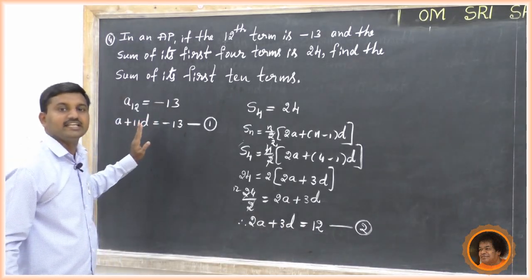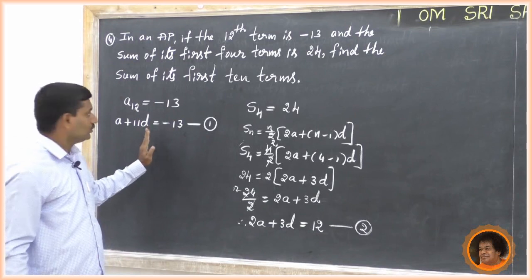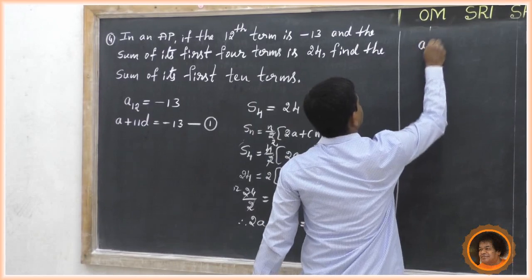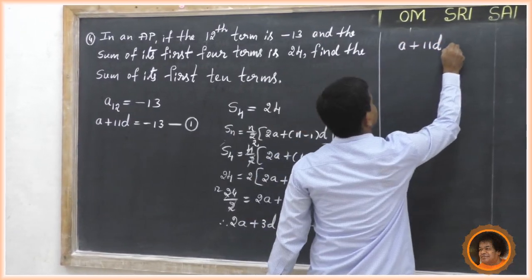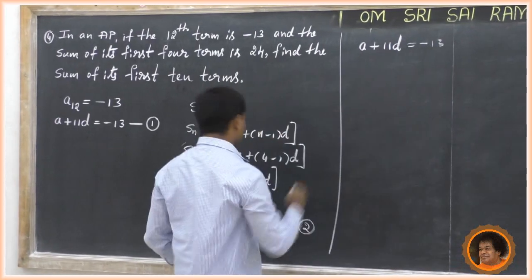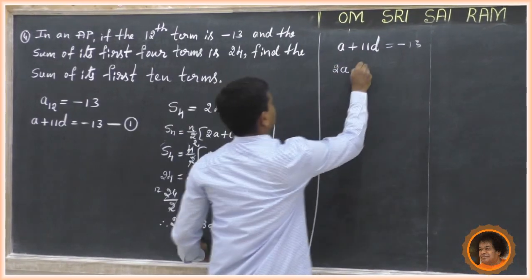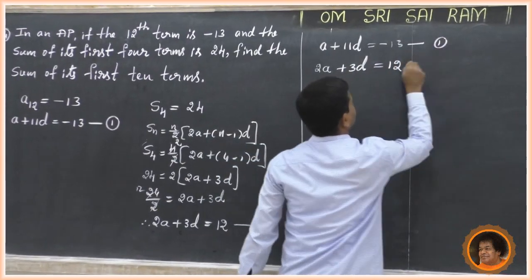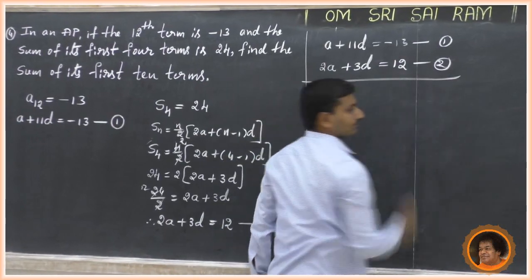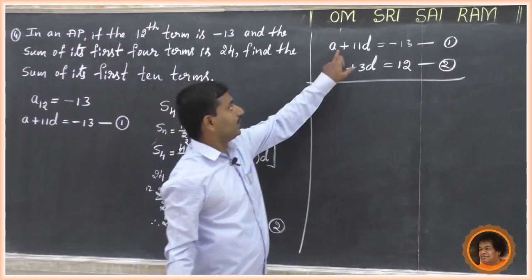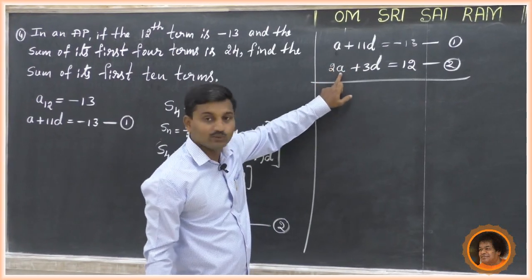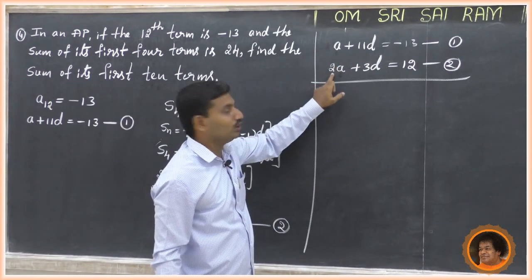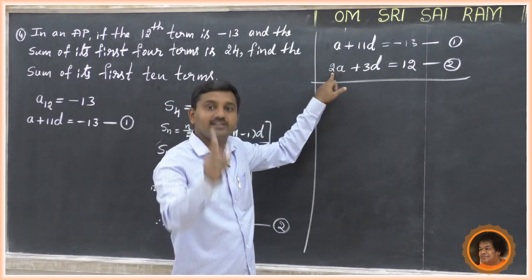So these are a pair of linear equations in 2 variables. So how to solve this equation? By elimination method. So the equation 1, a plus 11d equal to minus 13. And the second one, that is 2a plus 3d equal to 12. So this is the equation 1, equation 2. Now look at the coefficient as well as the variable. So here the variable is a, here also variable is a, but the numerical coefficient is 1, here the numerical coefficient is 2.